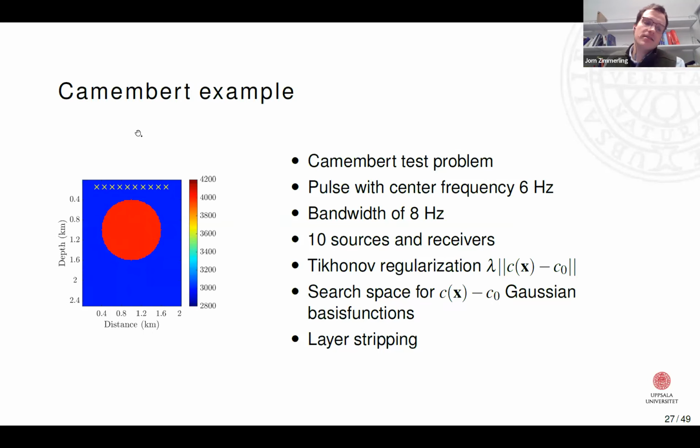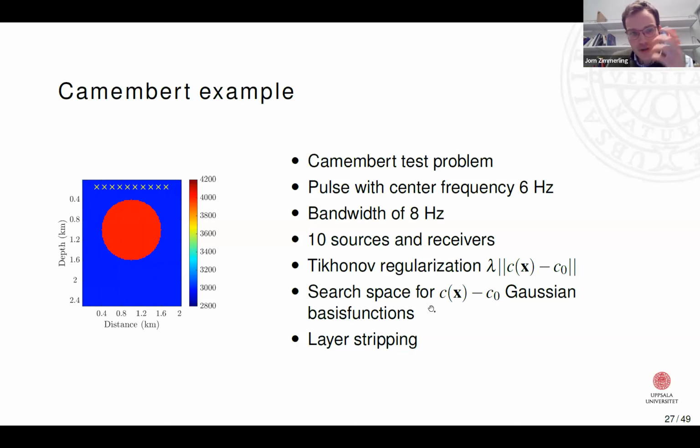One test problem in the FWI community that's quite popular is the Camembert test problem. So you have a Camembert cheese with 10 sources and receivers above. Again, we have a center frequency of 6 Hertz and 4 Hertz on either side of it, so that's the bandwidth. And then we add a bit of Tikhonov regularization, where the regularization parameter is dependent on the singular values of the approximate Hessian, so the Jacobian transpose times Jacobian.